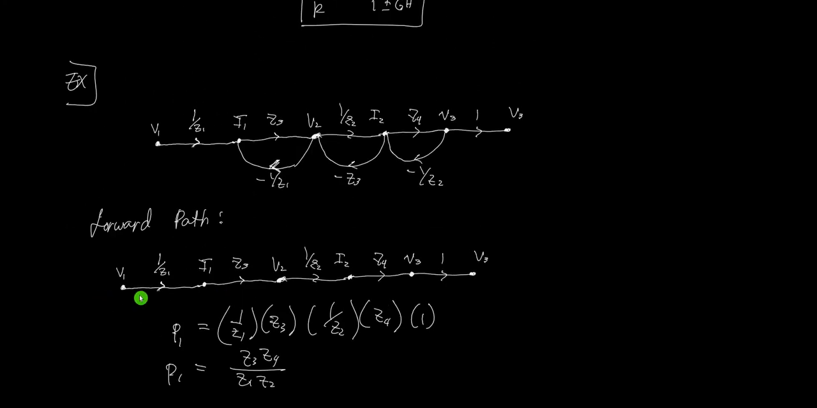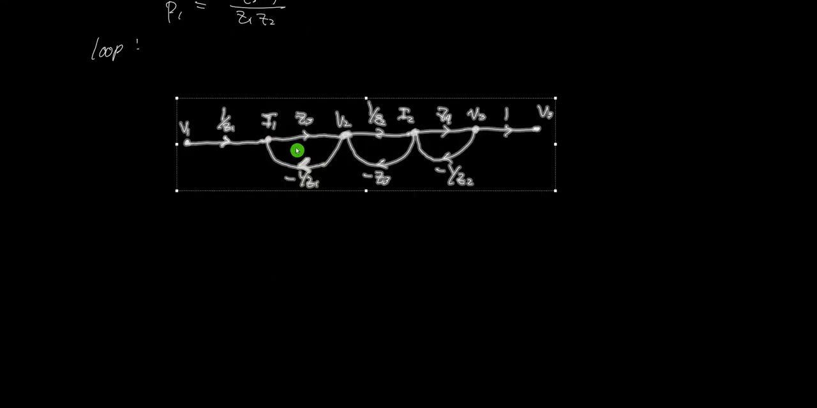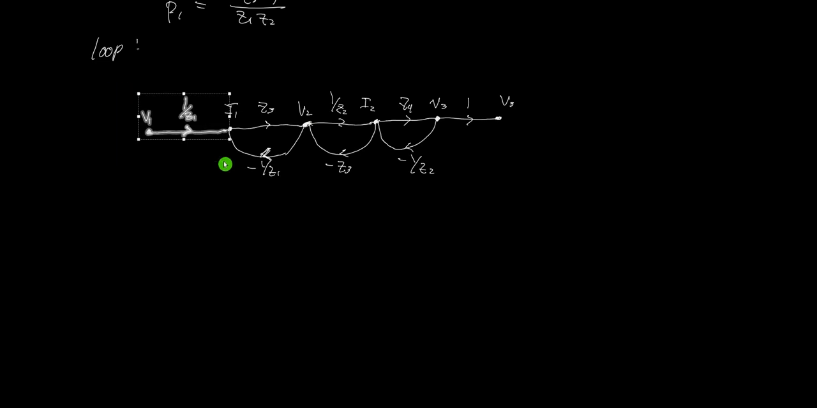For the next thing, the loops. How many loops do we have? We have 3 loops here. I can call this one loop 1, this one loop 2, and this one loop 3.